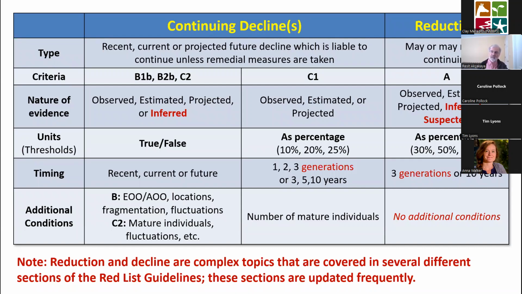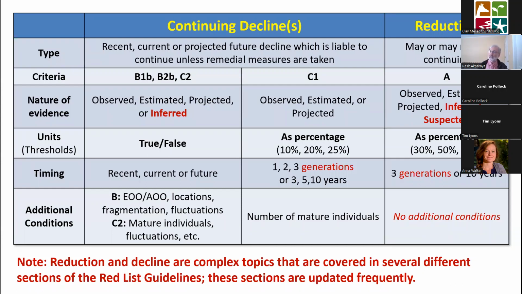The other differences between these three types of declines includes the additional conditions that are necessary for those declines or reductions to trigger a category of threat, right? So for criterion A, there are no additional conditions. If a population is declining by, let's say, 50% over 3 generations, then it's endangered regardless of any other attribute of the population. Even if it is a large population, even if it is currently increasing, if it has declined by 50% over the last 3 generations, it's an endangered species, right?